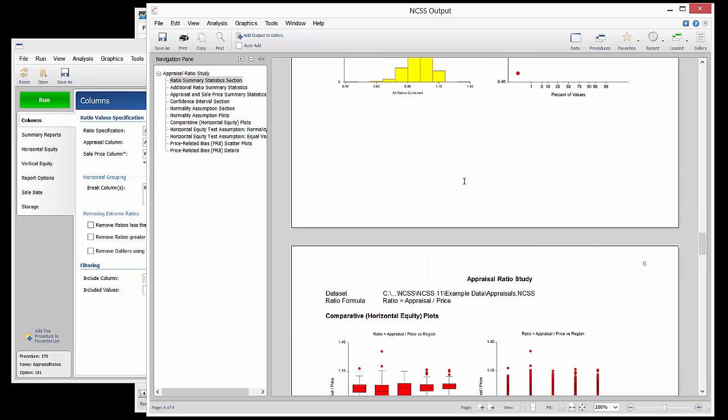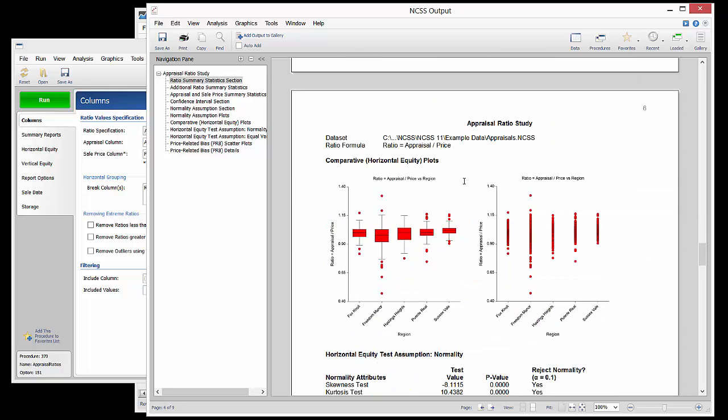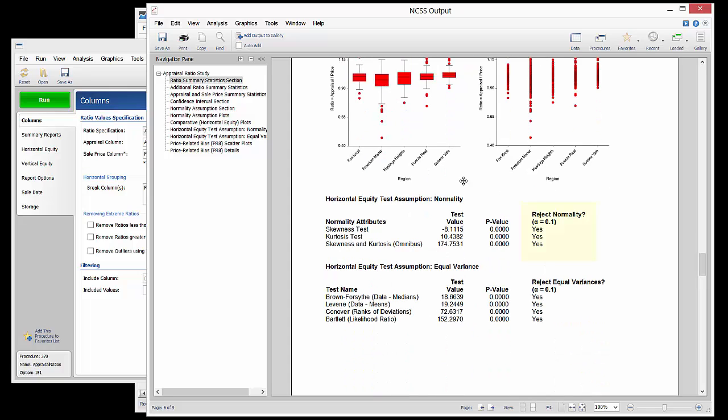To examine horizontal equity, the 5 neighborhoods are compared. A box plot and a dot plot give a rough visual comparison. The differences are not stark, but the Freedom Manor neighborhood seems to have a slightly larger spread and a slightly lower median. The assumptions tests indicate that normality should not be assumed, nor should equal variance.